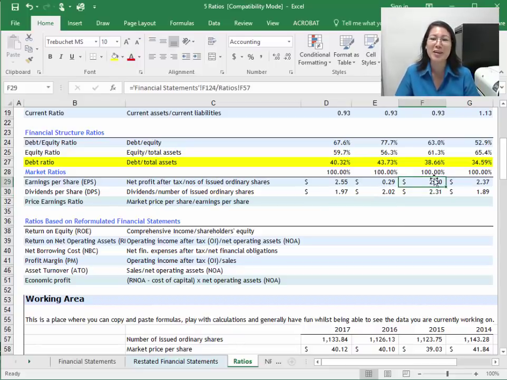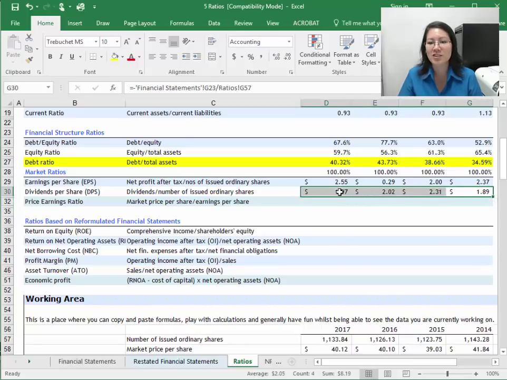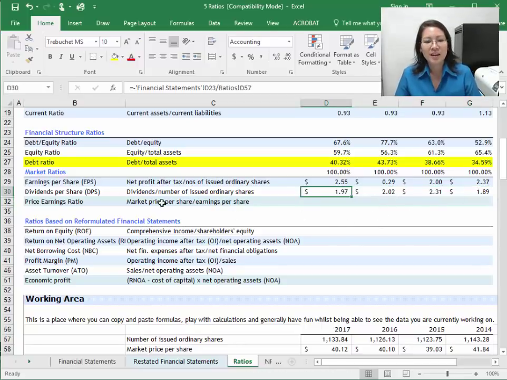So they actually only earned $2 per share in 2015. They paid $2.31 per share out in dividends to shareholders. And in 2016, this was our investigate year, they had a very small profit, and they actually still paid out a large dividend. So shareholders obviously are expecting these large dividends every year. So that's interesting. So you can compare those two.